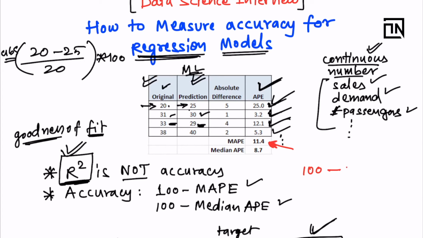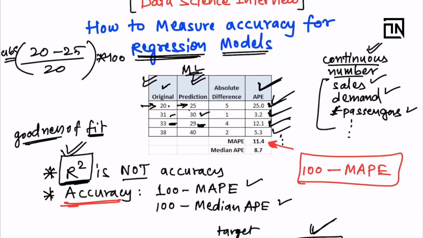100 minus this MAPE becomes my accuracy. And this is what I have described here, that 100 minus MAPE will give you, on average, how accurate your model is, because you are subtracting the error portion from the 100 value. Sometimes this MAPE would be really huge due to the presence of some outliers, and the absolute percentage error would be really huge. So we look at another measure of central tendency, which is the median value. So we do 100 minus median APE.